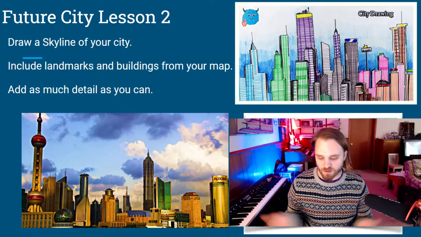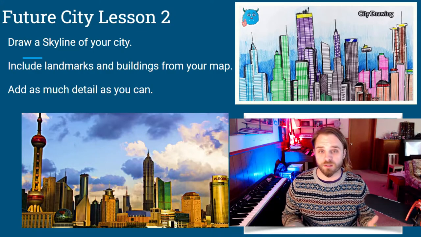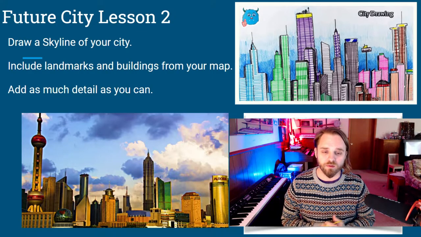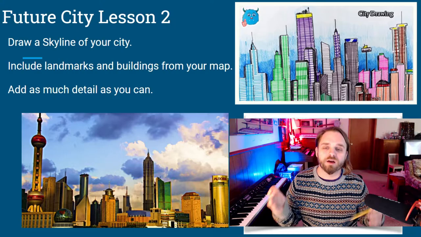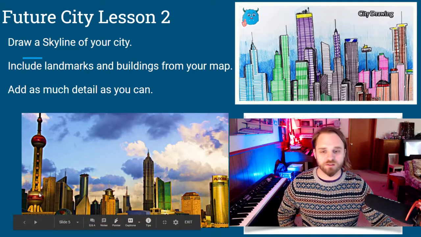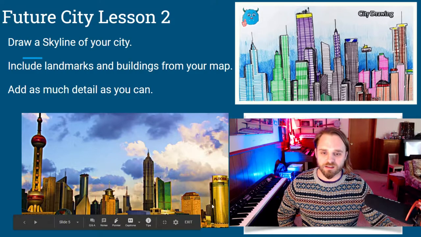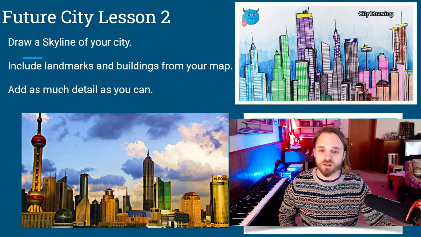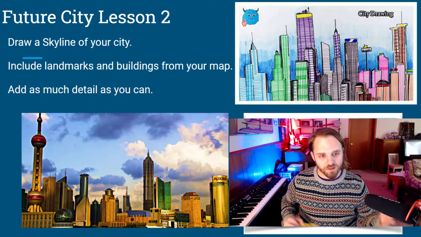You know, last week we made a map. That's a totally different type of art. This week, you're going to be drawing out the skyline of your city. Okay, so a skyline, if you look at these pictures, here's an example of a skyline here. It kind of shows the buildings against the sky and gives you a little taste of the city.